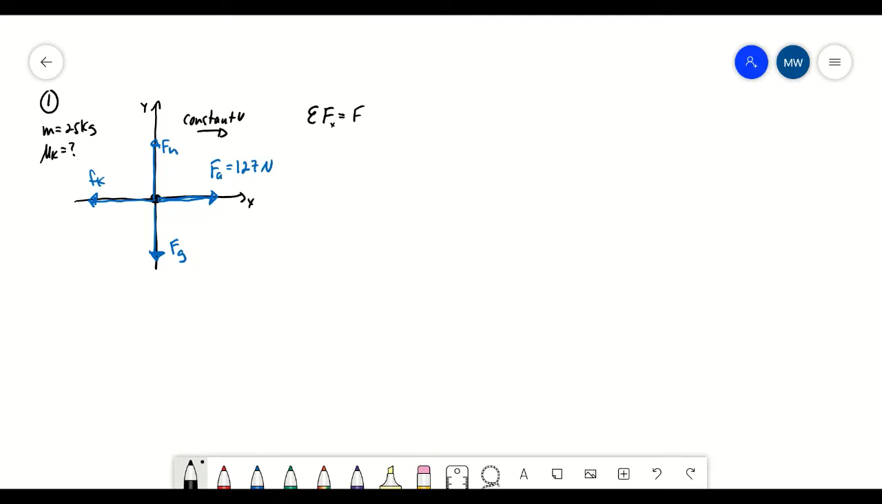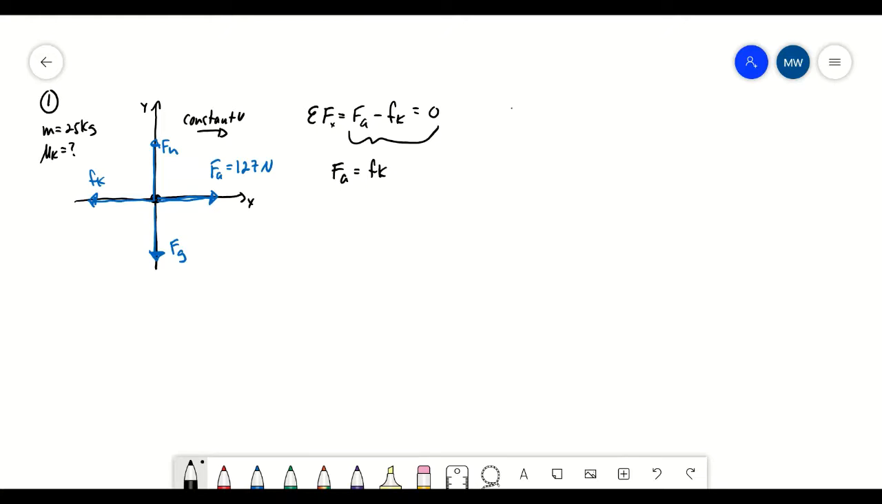In the positive direction I have Fa. In the negative direction I have Fk. And since I'm moving at a constant velocity, the net force is going to be equal to 0. I have two equal signs, but I only need this stuff here. You can see from this that Fa equals Fk.